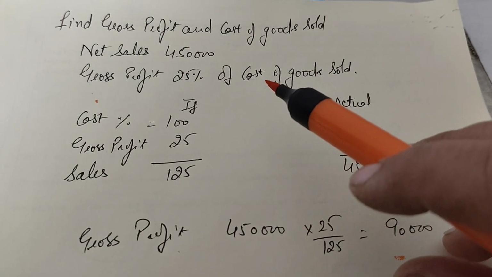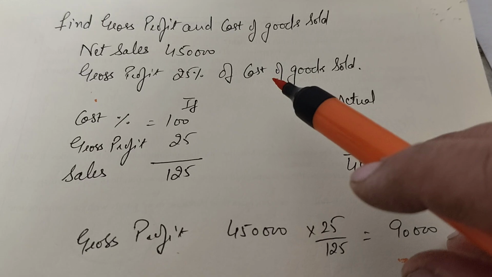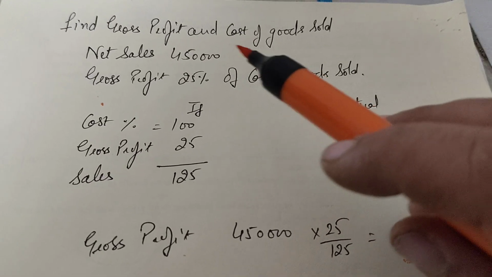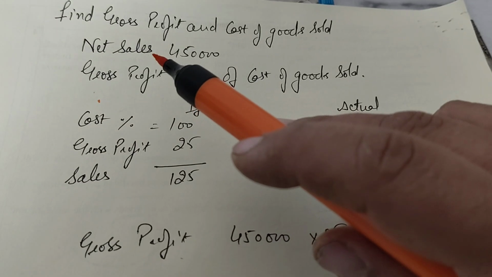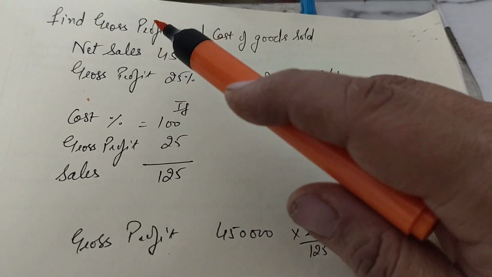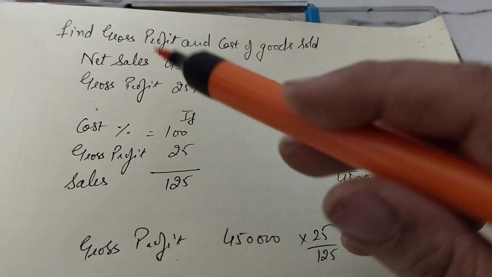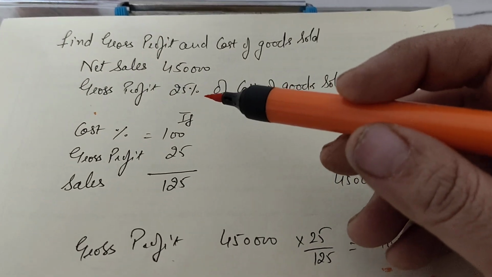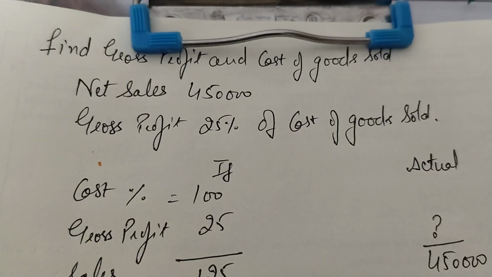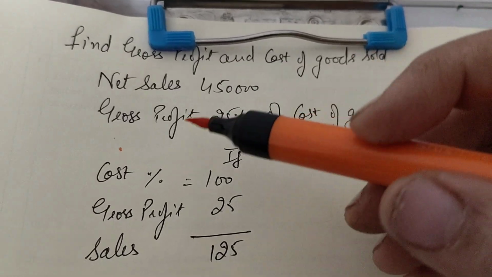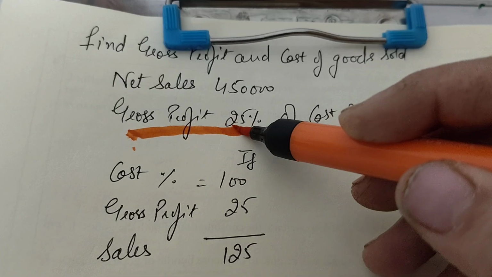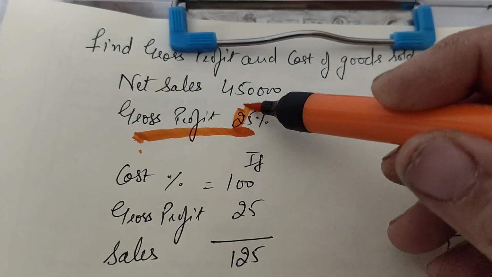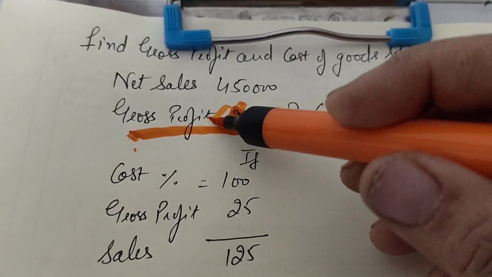In the last video, I discussed what cost of goods sold is. The cost of goods sold plus gross profit always gives you the net sales, right? So here in the question, the gross profit is asked from us. When the situation is given like this, we will take the GP as the first value, that is 25%, right? So what is the GP in this question?